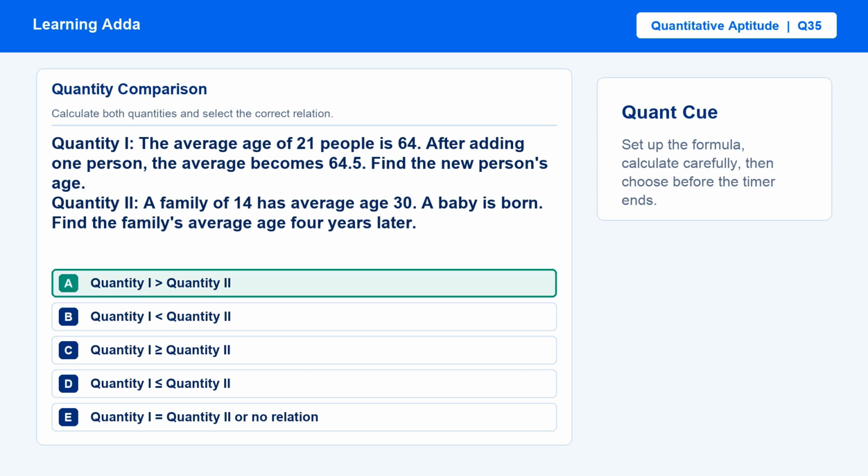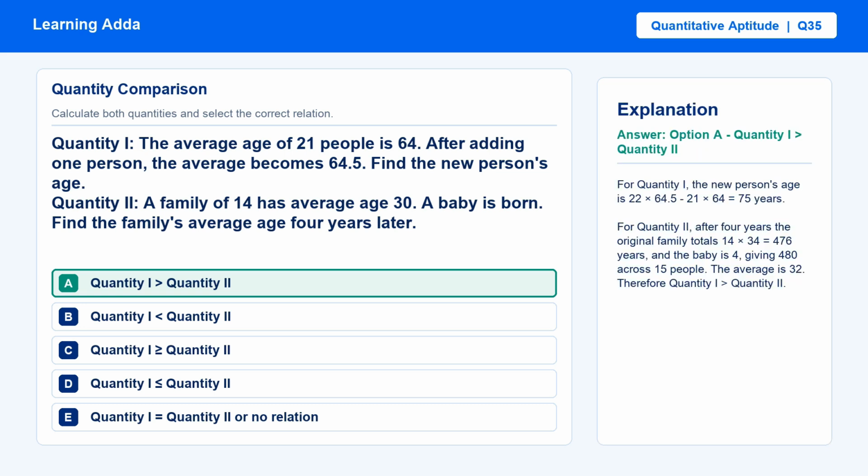The answer is option A, quantity 1 is greater than quantity 2. For quantity 1, the new person's age is 22 multiplied by 64.5 minus 21 multiplied by 64, which is equal to 75 years. For quantity 2, after 4 years the original family totals 14 multiplied by 34 is equal to 476 years, and the baby is 4, giving 480 across 15 people. The average is 32. Therefore quantity 1 is greater than quantity 2.